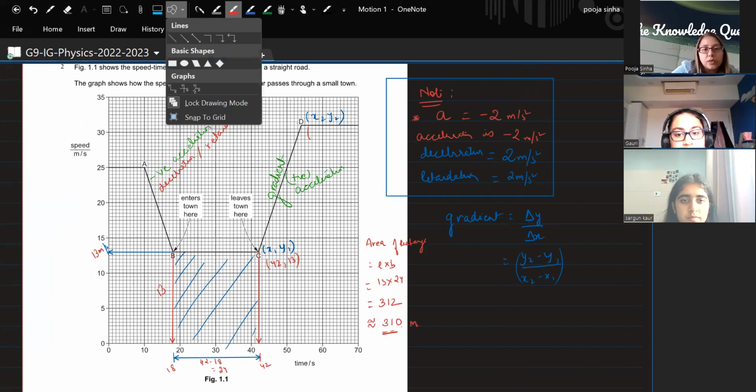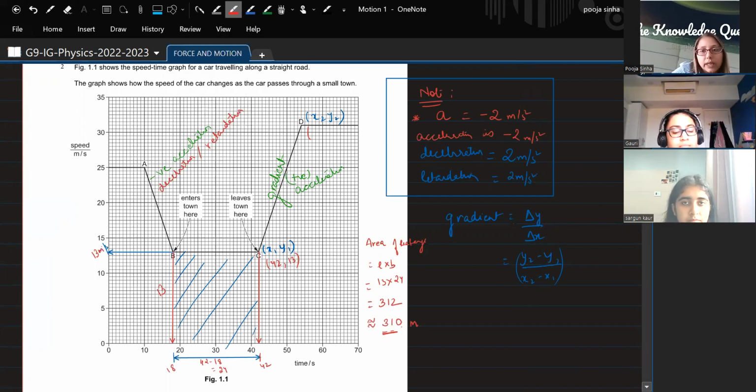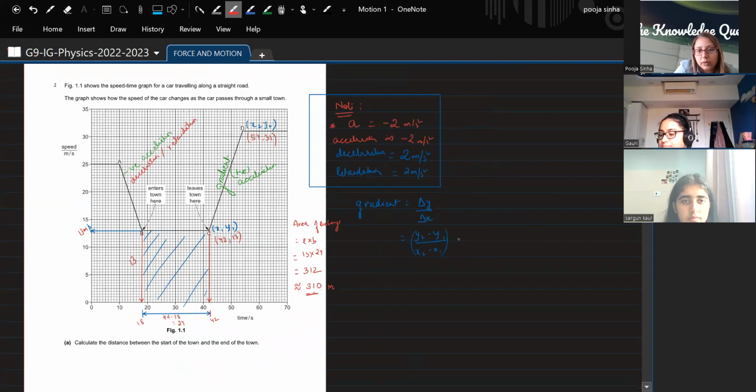You're right. Okay. So what is your x2, Gauri? Same as that. 54, comma 31. We have everything. Can we calculate now? Yeah. So this will be y2 is 31 minus y1, which is 13, upon x2 54 minus 42. 31 minus 13. 1.5. Final answer? Yeah, final answer.